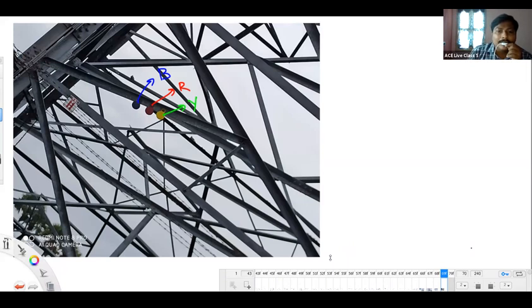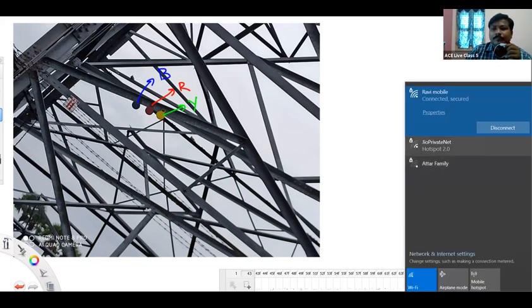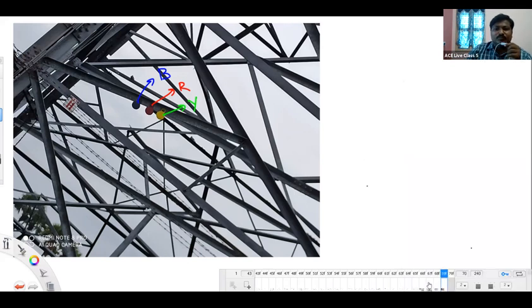Can we say the voltage level by seeing the number of lines? No, you can't say the voltage level by looking at the number of lines. I'll tell you the method to tell the voltage level. One minute, please. I'll come back. Yeah, continue.